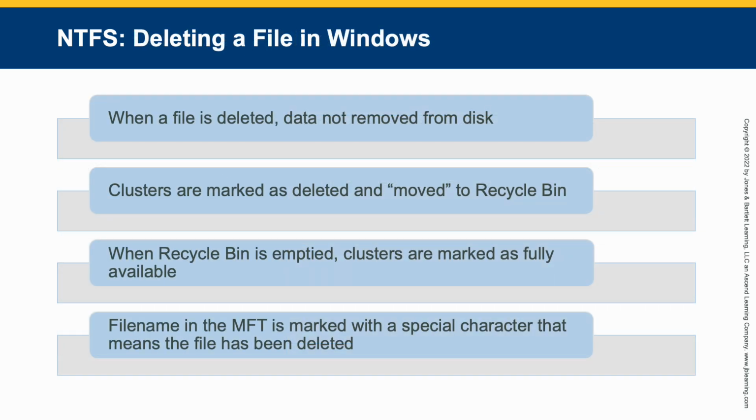Deleting a file in Windows. When a file is deleted, data is not removed from disk. Clusters are marked as deleted and moved to the recycle bin. When the recycle bin is emptied, clusters are marked as fully available. The file name in the MFT is marked with a special character that means the file has been deleted.